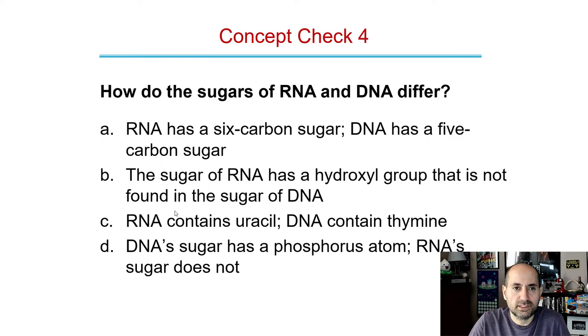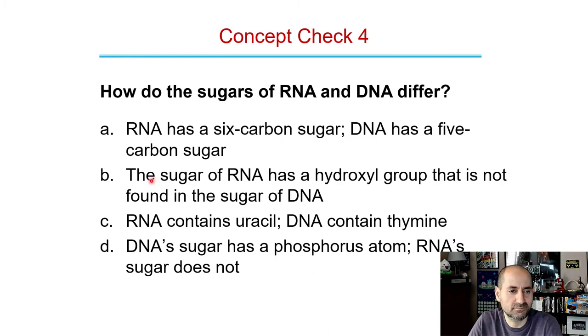Now, let's do a quick concept check. Concept check number four. How do the sugars of RNA and DNA differ? Remember, let's go through these and figure it out. RNA has a 6-carbon sugar. That should be wrong right away. Remember, they both have pentose sugars. Pentose means 5-carbon sugar, not 6-carbon sugar. A 6-carbon sugar would be like glucose.